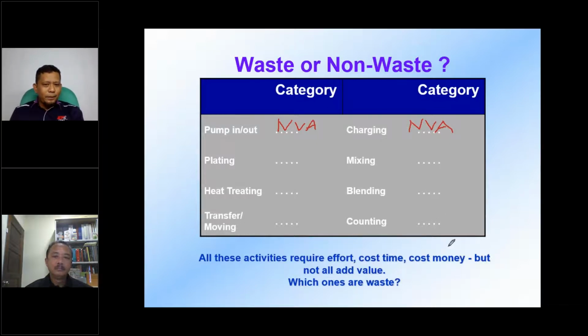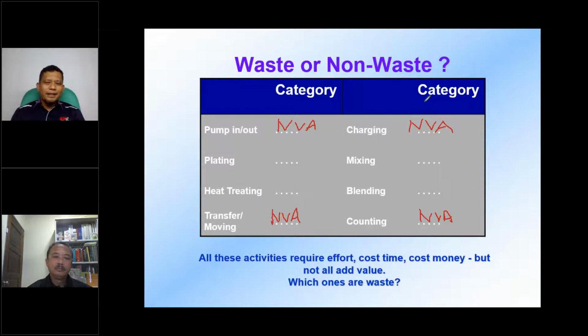So how about transfer and moving? Transfer and moving is another NVA. We have to move the parts and so on, so this is non-value added. Then we have to count the bags, we have to count the drums. The counting also does not change the physical product, so it is considered non-value added. So this is an example of 4 common activities in a chemical plant that I observed that have this non-value added activity.